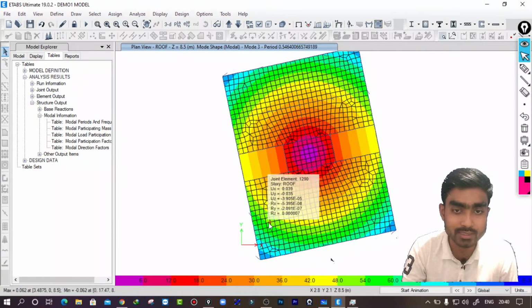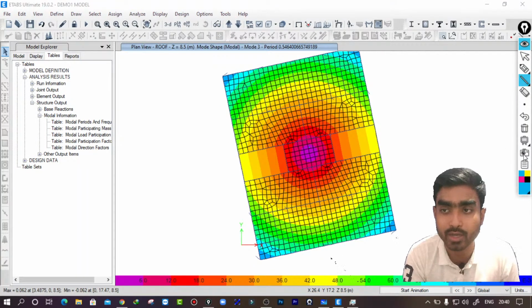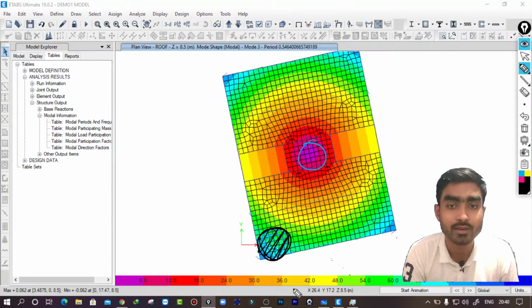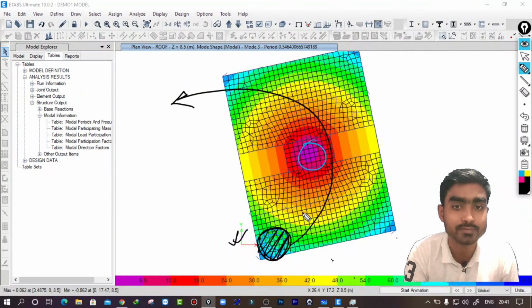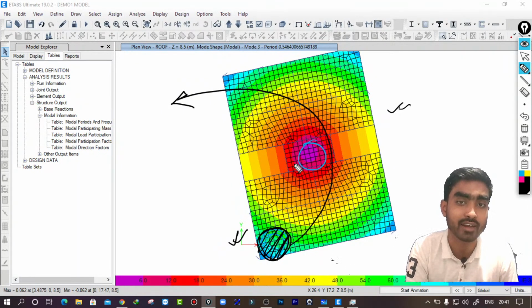Suppose this center is not at this position, but at this particular position. Now what will happen if it is here? This part is not moving and the other part is moving. That means you will get a rotational motion like this. In the third mode it is okay, but in the first mode, if you get it like this, it is not an actual or ideal behavior, right?